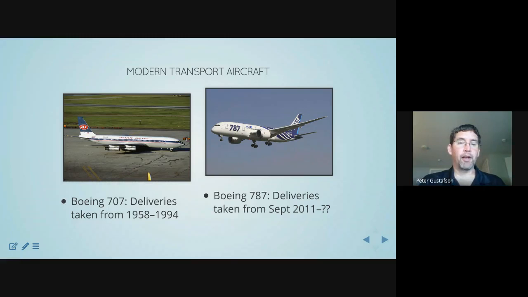So here on this slide, we're seeing two what I would classify as modern transport aircraft. The Boeing 707, which is the aircraft on the left, the Boeing 787, which is the aircraft on the right. Now, you might laugh a little bit when I say that the Boeing 707, which was developed in the 50s and delivered to customers first in 1958, so now well over 60 years old. Why would I call that a modern transport aircraft? Well, in this sense, what I'm talking about is structurally modern.